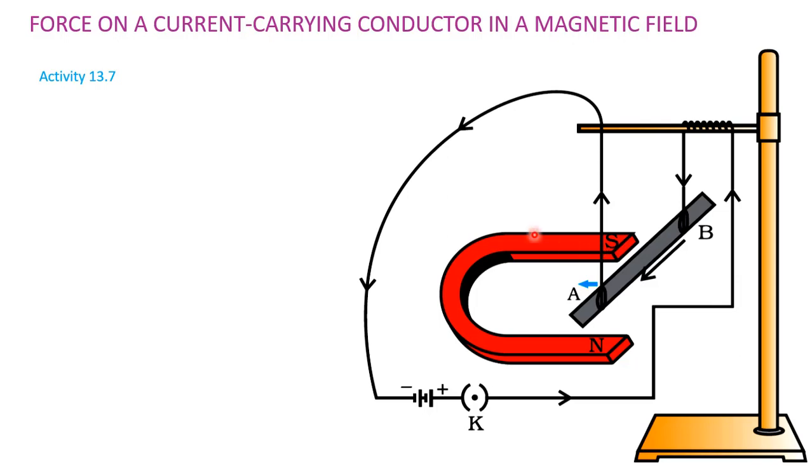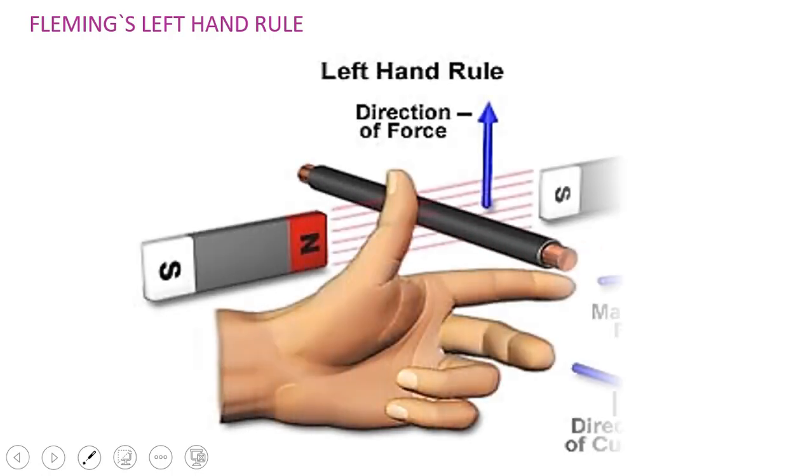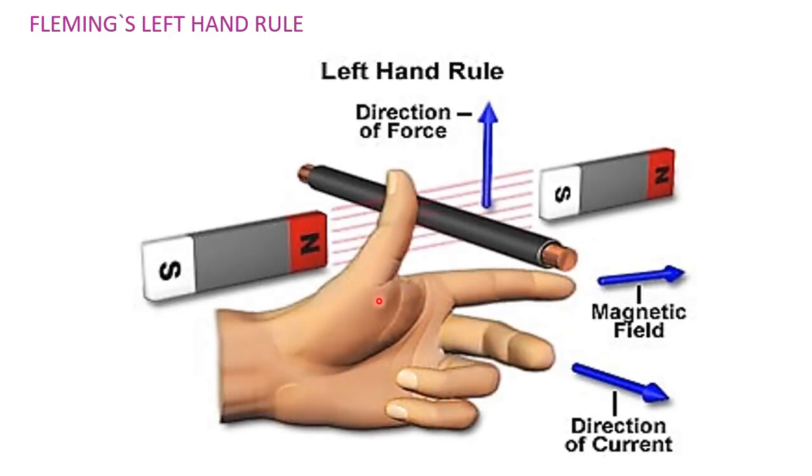So the conclusion is that whenever a current carrying conductor is kept in a magnetic field, it will experience a magnetic force. Now the question arises, what will be the direction of force? The direction of force on a current carrying conductor can be easily determined with the help of Fleming's left hand rule. Here you can see a diagram.